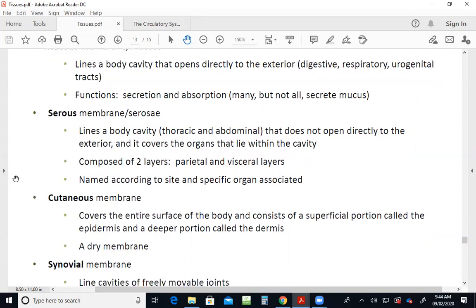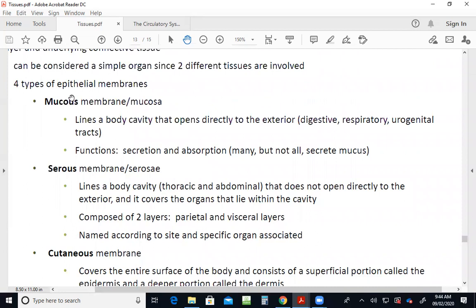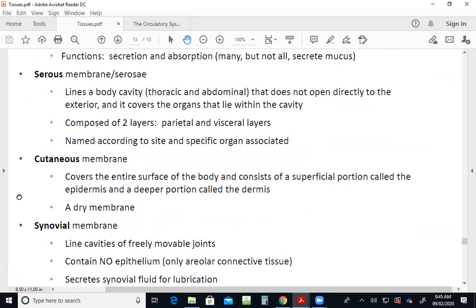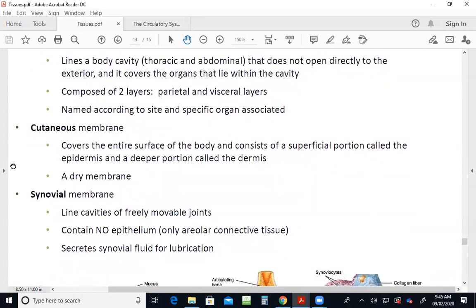Okay. The difference between a mucous membrane and a serous membrane is that a serous membrane does also line a body cavity, but here's the key phrase: it does not open directly to the exterior. So these are cavities like the thoracic cavity we talked about, the abdominopelvic cavity we talked about the other day, covering the organs that lie within the cavity. These are the serous membranes we talked about the other day. The 2 layers between them is the space, okay, pericardium, pleura, peritoneum.